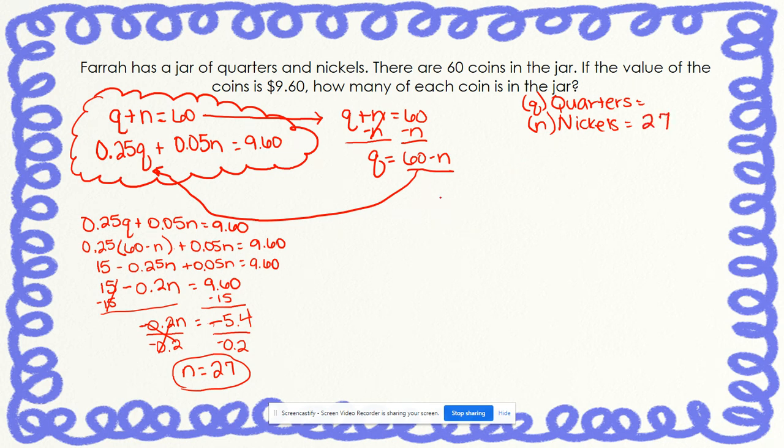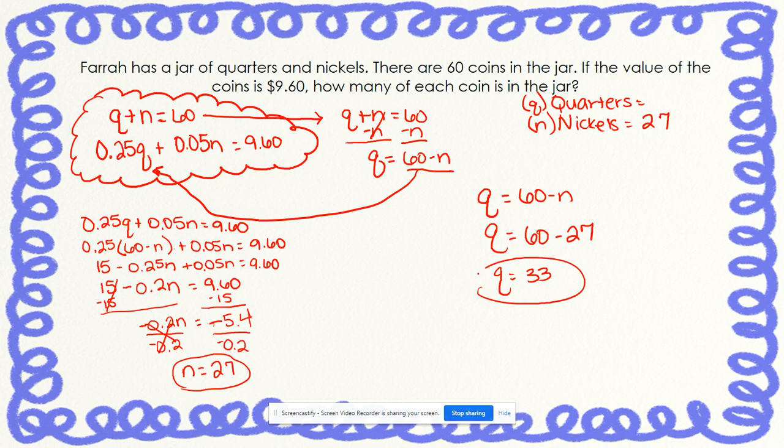Now I need to use that to figure out how many quarters I have. So if I go back to the equation that I wrote at the beginning, I said that quarters are equal to 60 minus N, or 60 minus nickels. Now that I know that there are 27 nickels, I can say 60 minus 27, and that means my number of quarters is 33. So to answer my question, there are 33 quarters and 27 nickels in the jar.